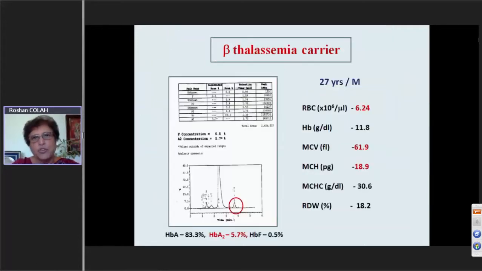Now this is a classical picture of a beta thalassemia carrier. You have a low MCV, MCH, a high RBC count, and the red circled peak is the hemoglobin A2 peak, which is over here 5.7%. So this is very easy to pick up.